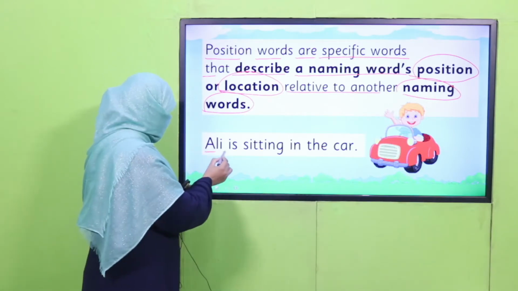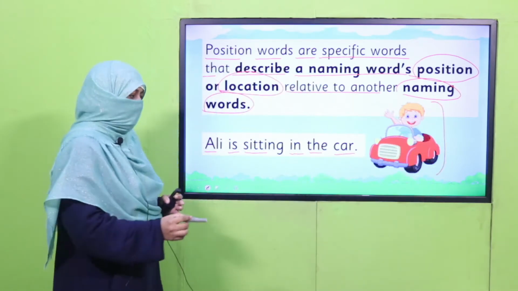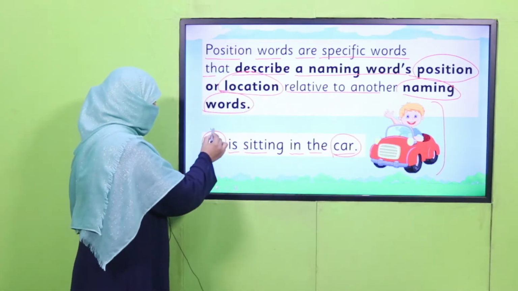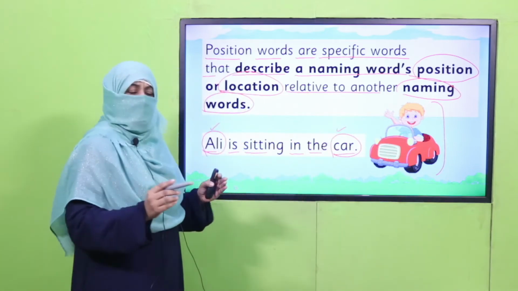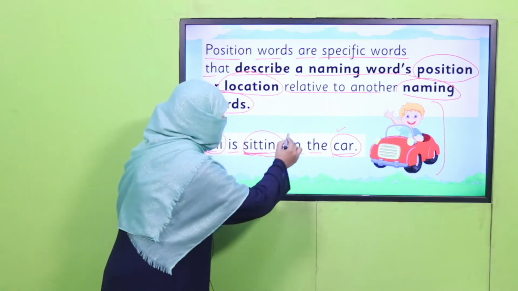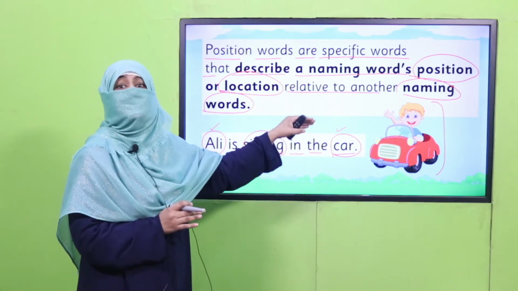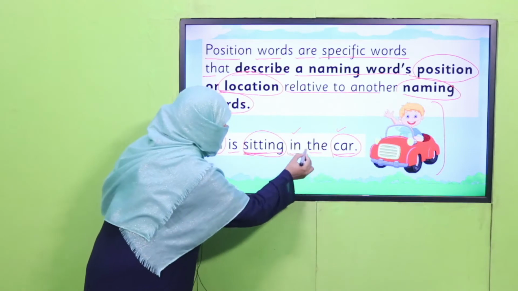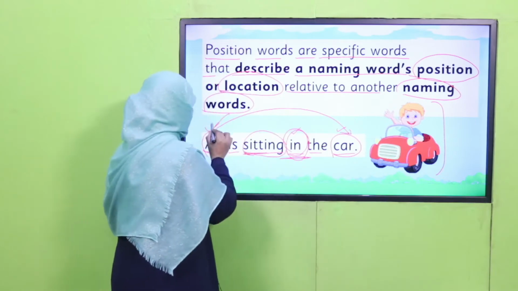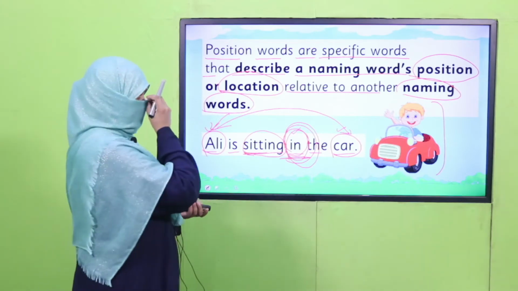Here is the example. Ali is sitting in the car. You can see Ali is sitting in the car. Now, Ali is a naming word. We know it. Car is also a naming word. So, Ali and car, and sitting is the action. And what is the link? That is in. So, where Ali is in relation to car, it's in the car. Ali is sitting in the car. So, the word which shows the position of one naming word related to another naming word, this word is known as position word, right?